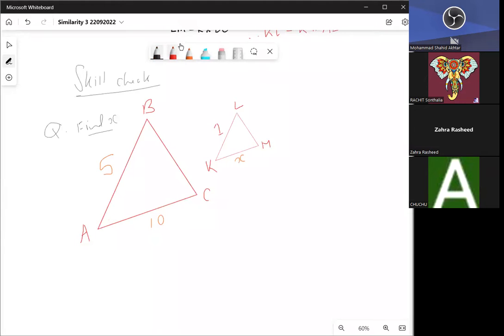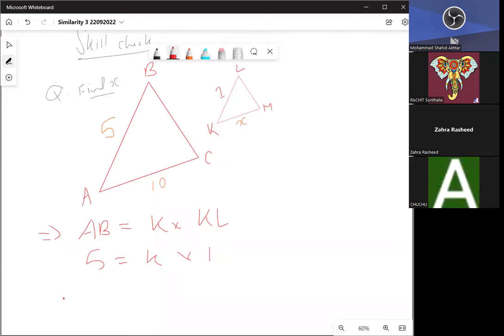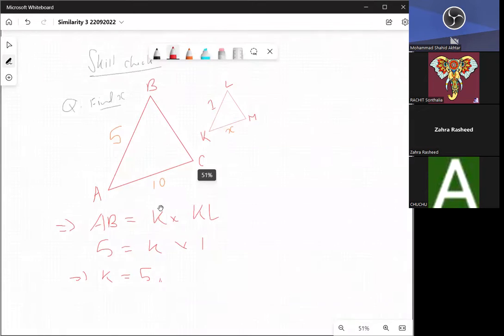Now Niranjana worked with me on this. We did this yesterday in class, yes? The last class. First thing first, we'll find K. So we know that AB must be K times the corresponding side. What is the corresponding side of AB on this guy? It will be KL. Good. So we know that's 5 equals K into 1. Therefore, K is 5.